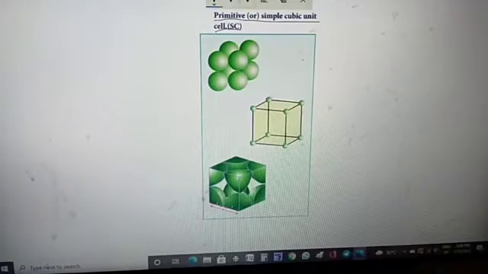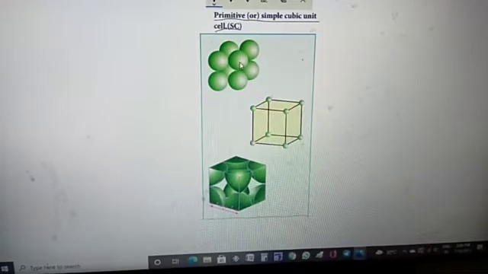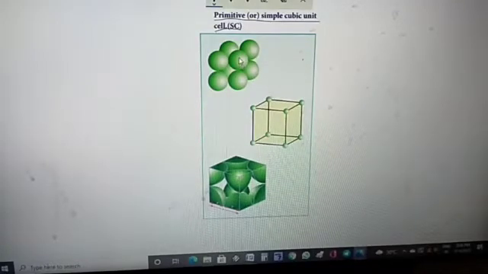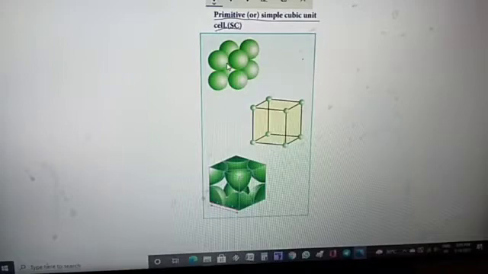Now this is called the space filling structure. This space filling structure explains the arrangement of particles with their actual size. See how they are arranged. How much size is there, that much size is represented in the space filling model.